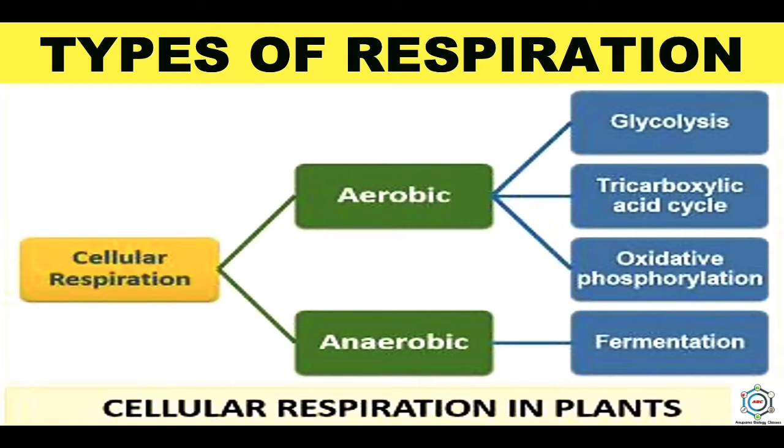So, cellular respiration in case of plants may be divided into two categories depending upon the availability of atmospheric oxygen. And these two types are aerobic and anaerobic. In case of aerobic, we will see in the next videos glycolysis, tricarboxylic acid cycle, that is TCA, oxidative phosphorylation, and in case of anaerobic, we will see fermentation.